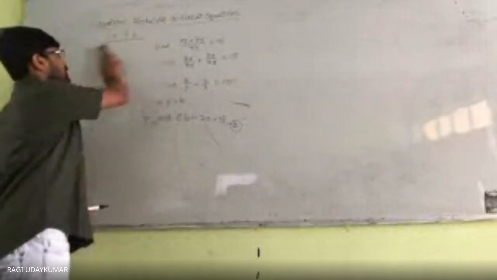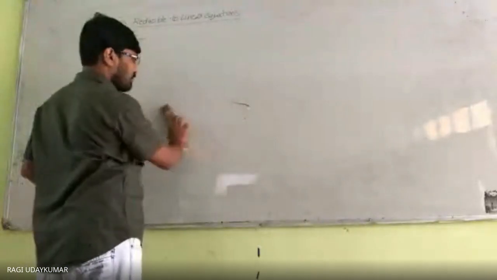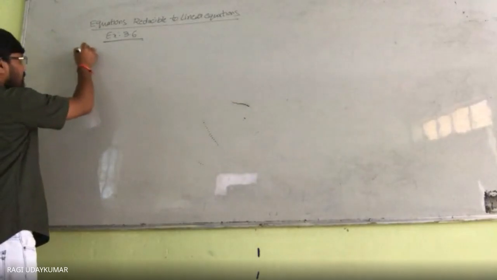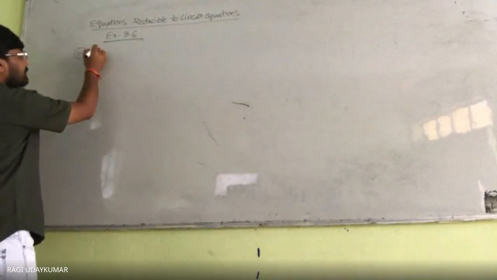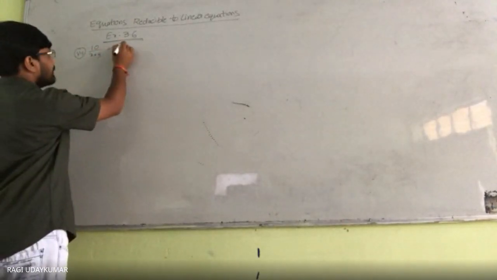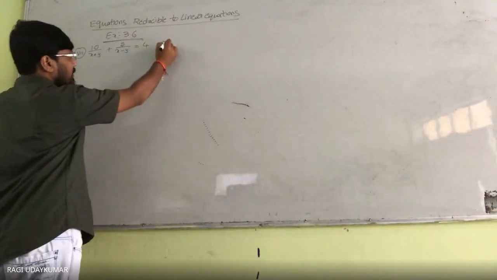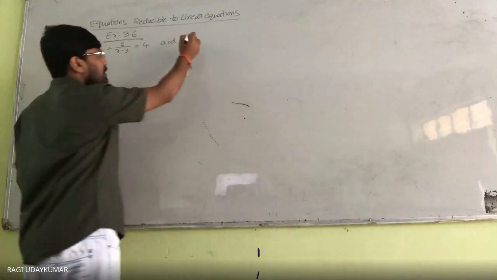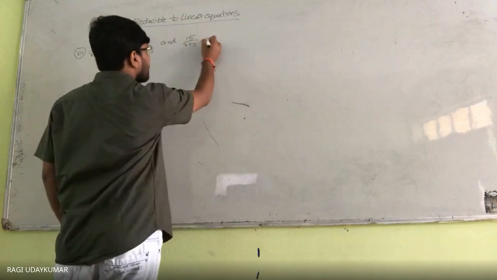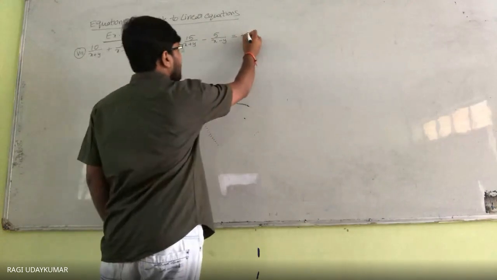Now let us move to the next problem, the 7th one. This is a little bit different. 10 by x plus y plus 2 by x minus y is equal to 4. The other equation given to you is 15 by x plus y minus 5 by x minus y is equal to minus 2.